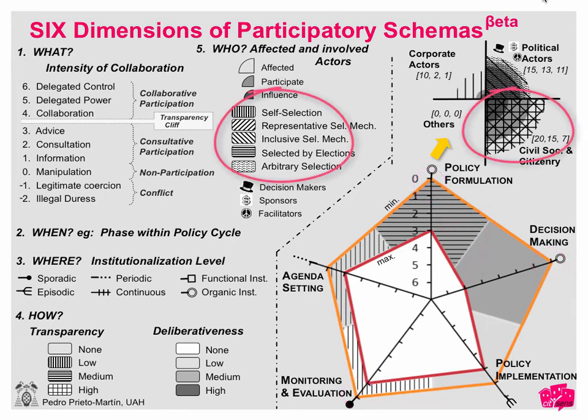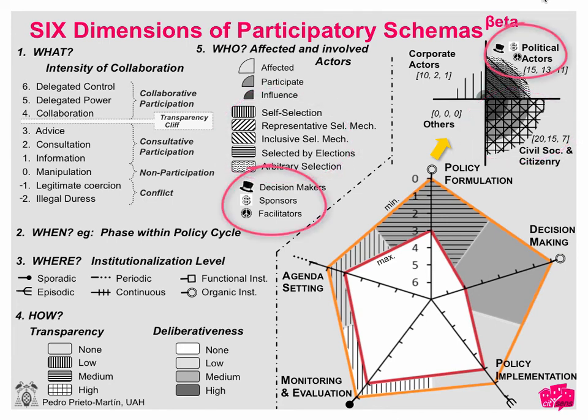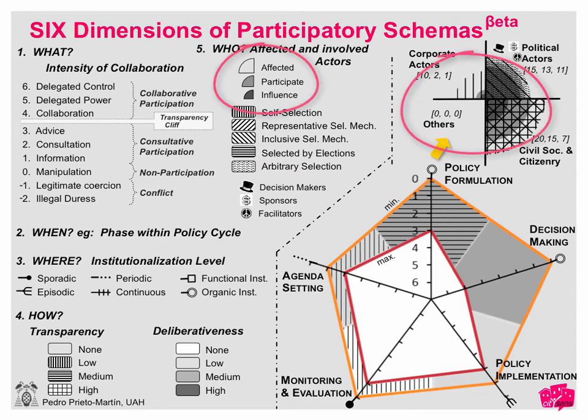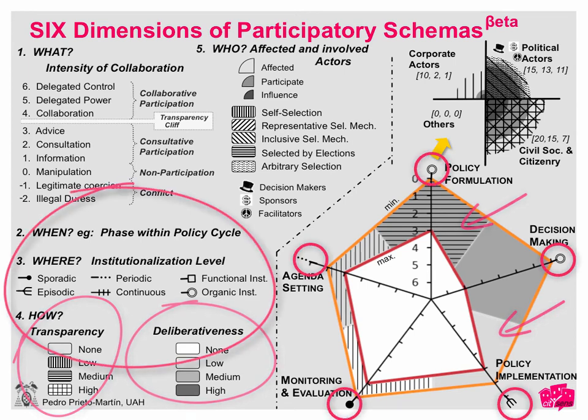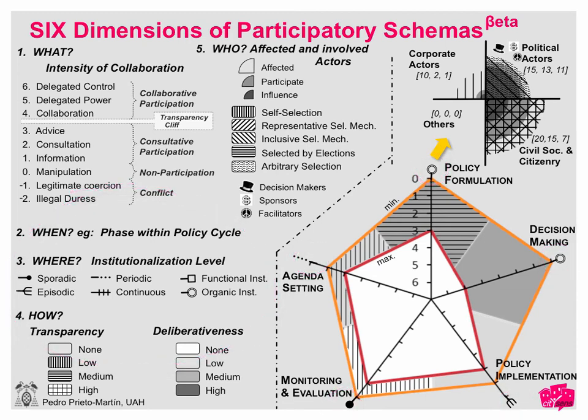You have the methods of selecting the participants. You see where important roles are. So if you have the decision maker, sponsor, and facilitators in the same place, there is reason for concern. You can see how many of the affected actors are actually participating and which influence they have. And transparency, deliberativeness, and how institutionalized. So if you put all this together, somehow you are forced to reflect a little bit and to give a picture, not just very positive.